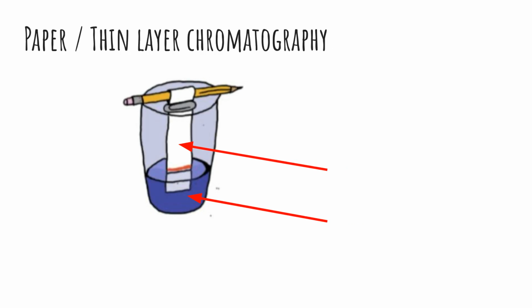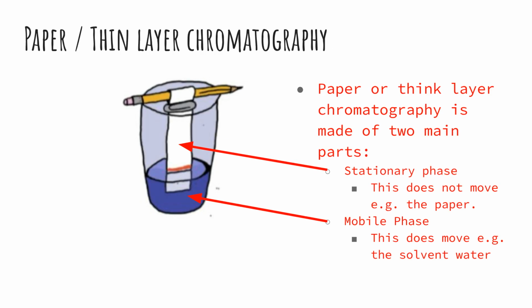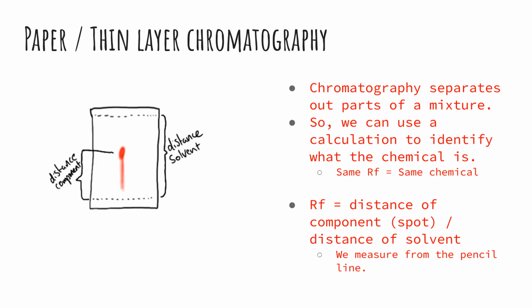Paper or thin layer chromatography involves two parts: a stationary phase that doesn't move, like the paper, and a mobile phase that moves, like the solvent water. Chromatography separates mixtures, and the RF value is used to identify chemicals. It is calculated as the distance of the component divided by the distance of the solvent, measured from the pencil line.